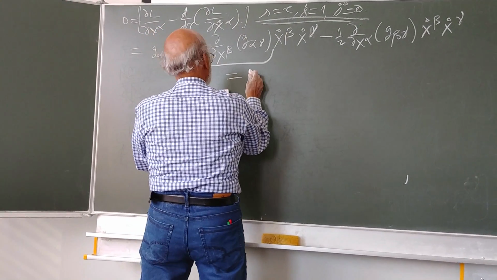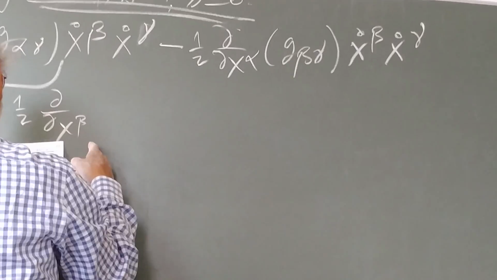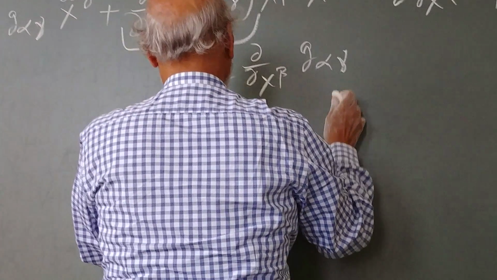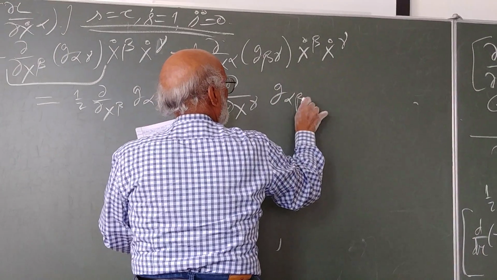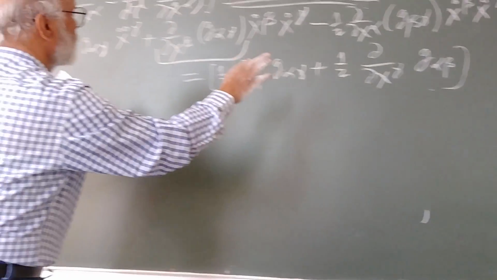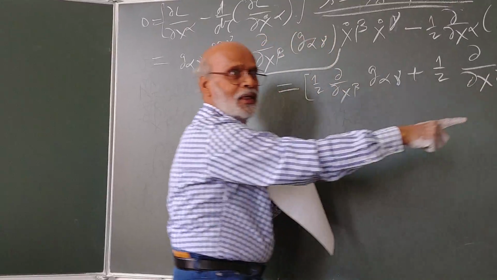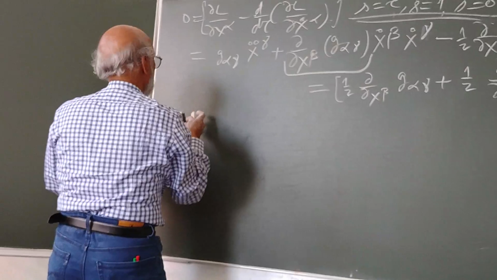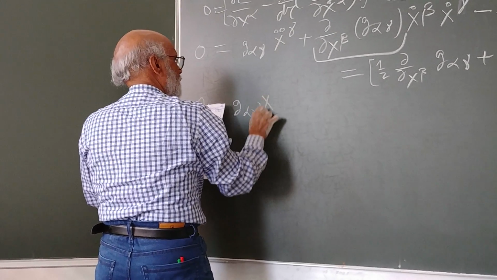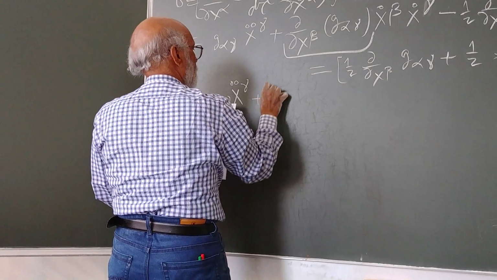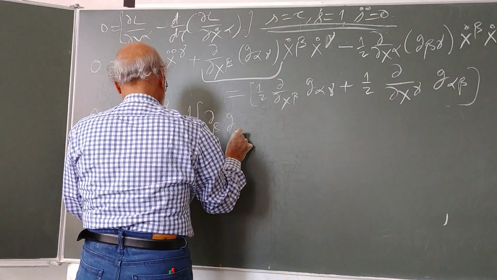Now, this particular term I write as 1/2, this is another trick, 1/2 of del over del x beta of g alpha gamma plus 1/2 of del over del x gamma of g alpha beta. The rest of the things stay there, these two terms and minus that term. Now I want to combine these three terms together into a Christoffel symbol, and this is obviously 0 on the left hand side. So I have here g alpha gamma x gamma double dot plus 1/2 into, let me write it like del beta g alpha gamma.